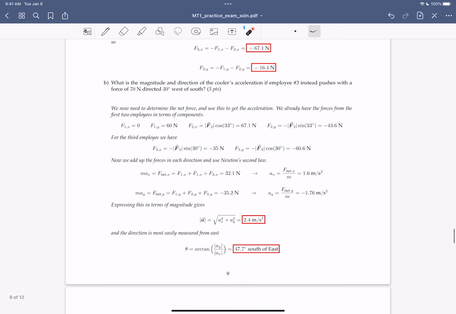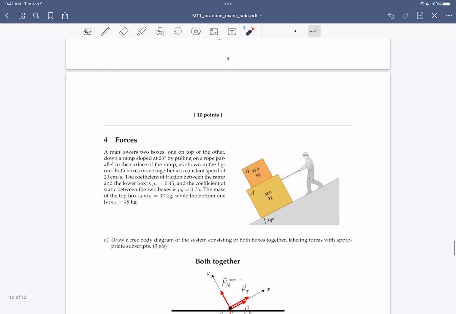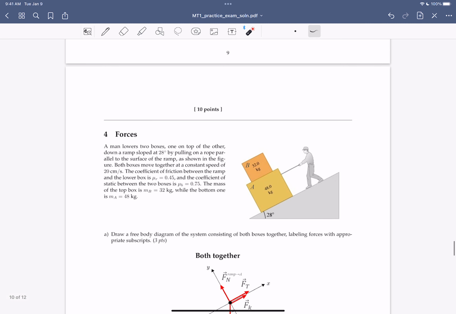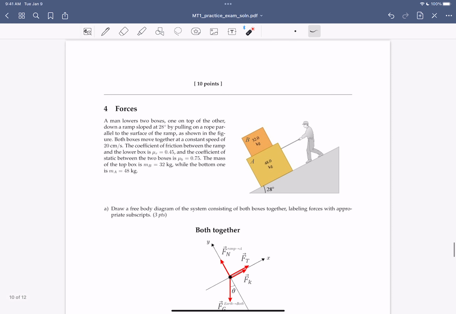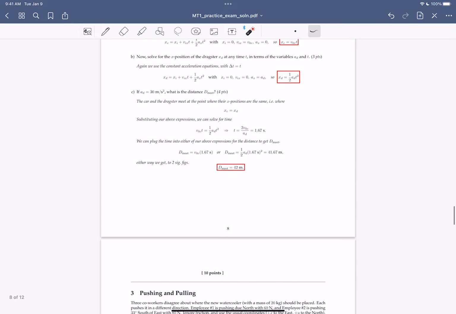So your 3 is pushing. So is your 3 my 4? Wait. Oh, the problems went from 2 to 4. There wasn't a 3. Whoa. Okay.